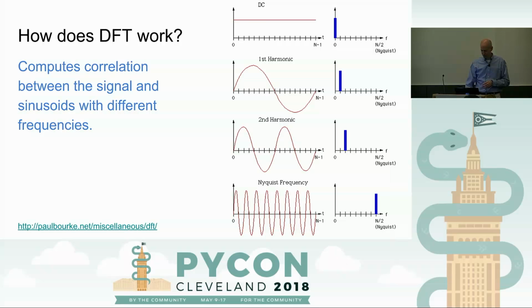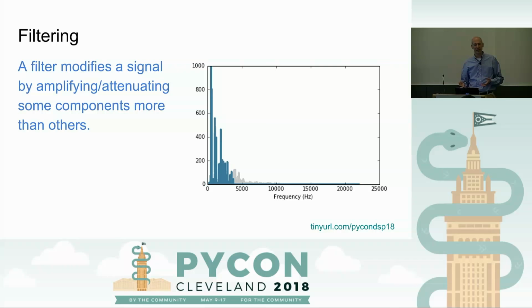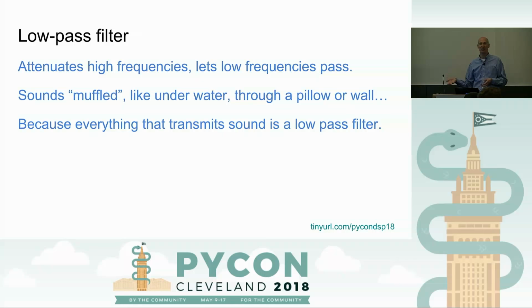The next thing that's in the notebook is this idea of filtering. This is the idea of taking a signal and taking each of its frequency components and either amplifying or attenuating different components by different amounts. The example that's in the notebook is a low-pass filter. What low-pass means is that I'm going to take the low-frequency components and allow them to pass relatively unchanged. I'm going to take my high-frequency components and attenuate them, meaning turn down the volume.